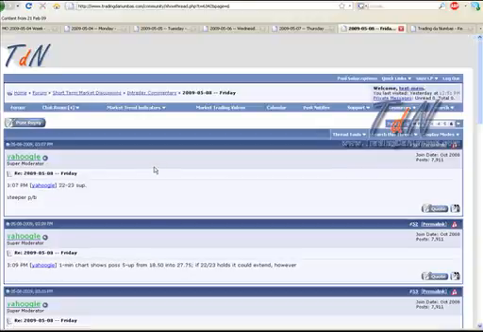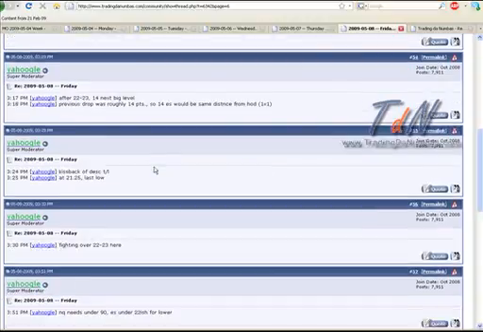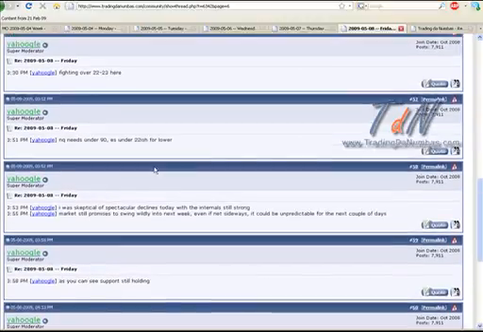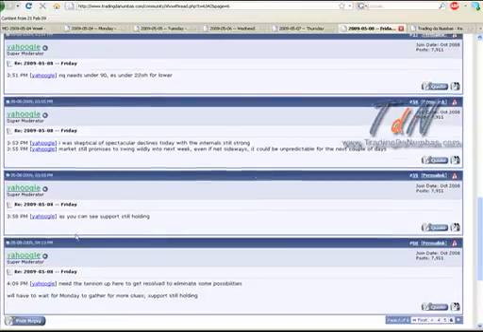And if we go to the last level page, it was testing where it needed to go. NQ needs under 90, ES under 22ish for lower, and here again skeptical of a spectacular decline today with internals still strong. Market still promises to swing wildly into next week. Even if net sideways, it could be unpredictable for the next couple of days.